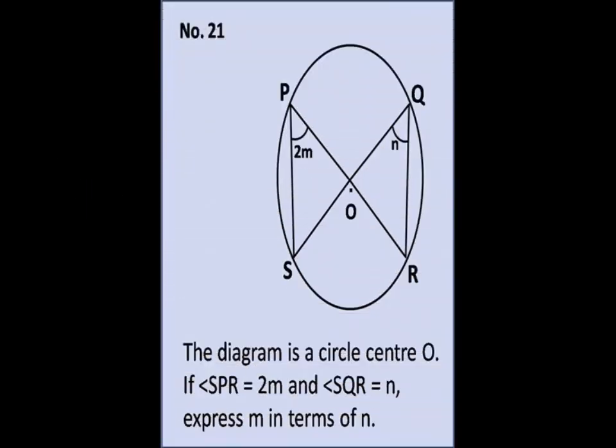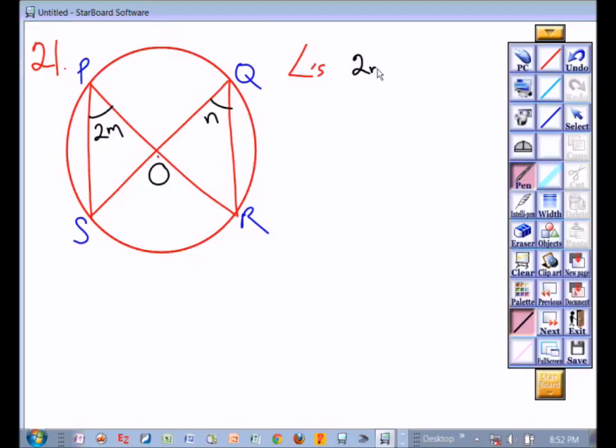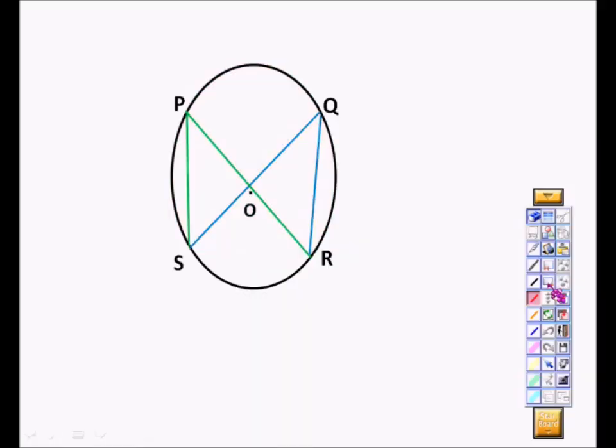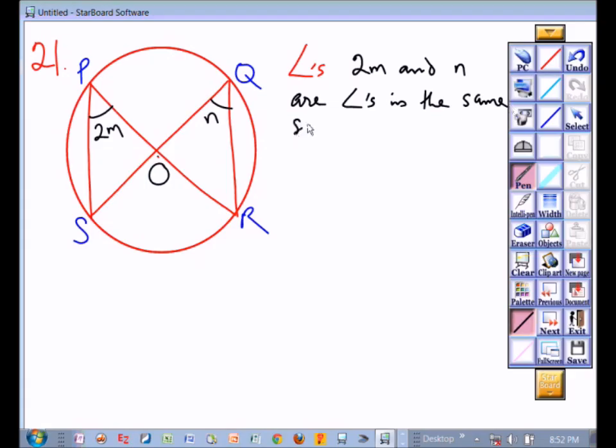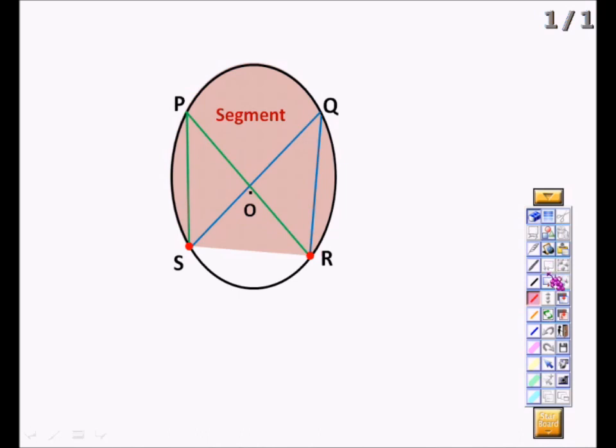Question 21. The diagram is a circle, center O. If angle SPR is equal to 2m and angle SQR is equal to n, express m in terms of n. These angles marked 2m and n are angles in the same segment, and so this question depends completely on the knowledge of the theorem that says angles in the same segment are equal.